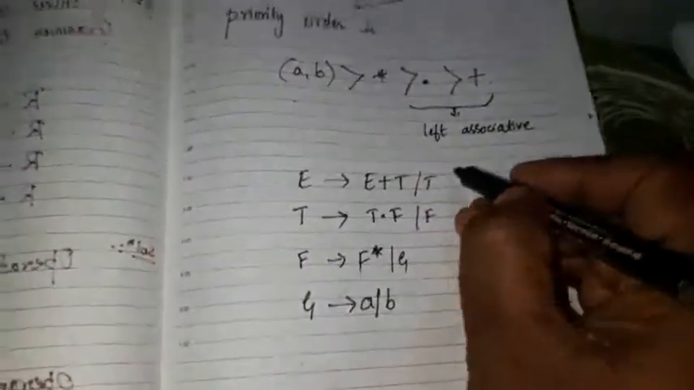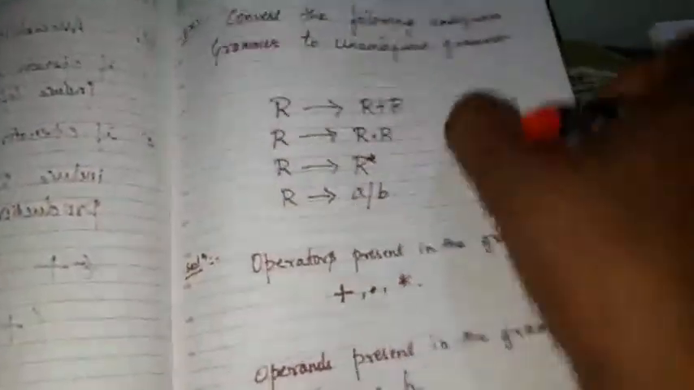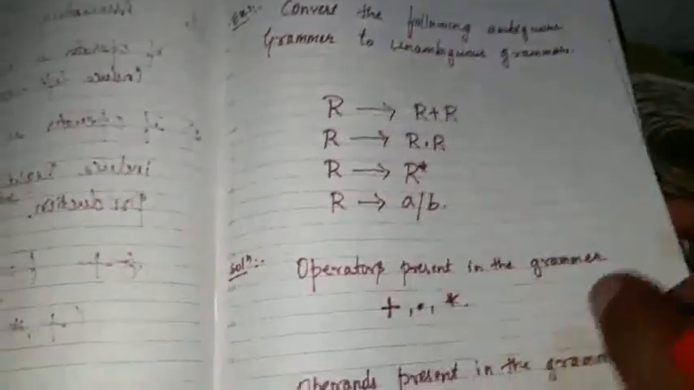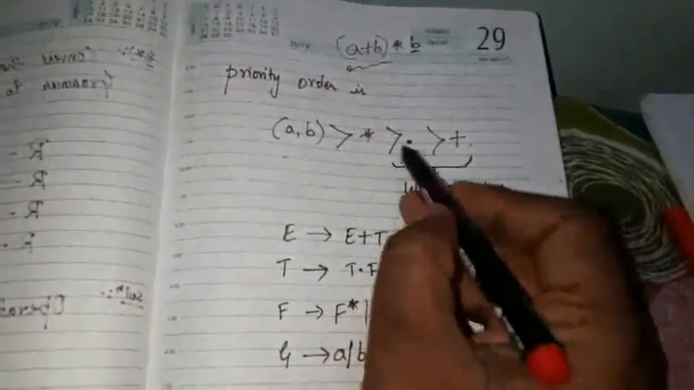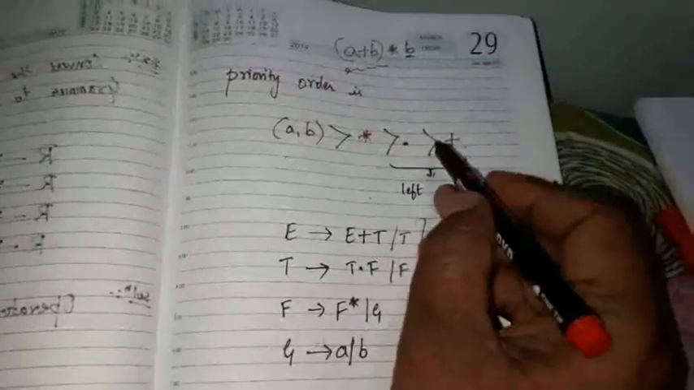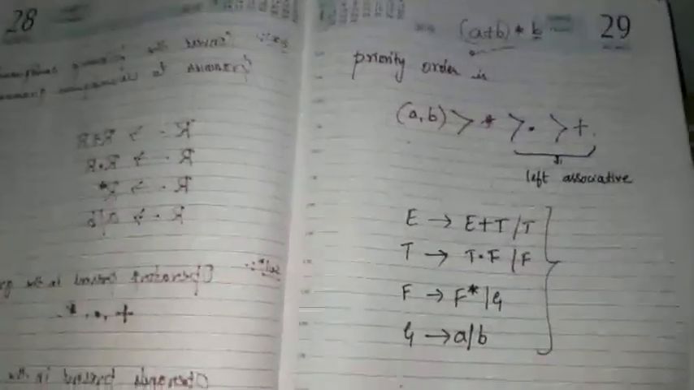So this is the unambiguous grammar that we have obtained from this grammar by using the precedence and associativity rule. First we checked the precedence, and then we assumed the associativity. Based on the associativity, we are writing the grammar. So let us see the second example now.